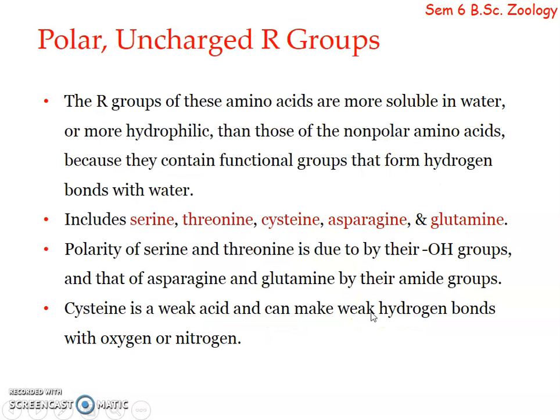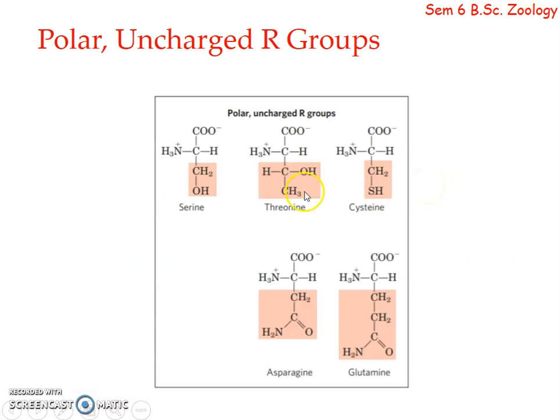Then we have the polar uncharged groups. Uncharged in the sense they are not acidic or basic. Here the R groups are more soluble in water, that is, hydrophilic in nature, than those of the non-polar amino acids, and these contain functional groups that can form hydrogen bonds with water. You can see a hydroxyl group over here in serine, right? Threonine also contains a hydroxyl group, right?